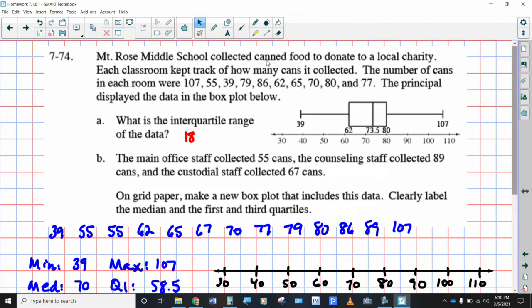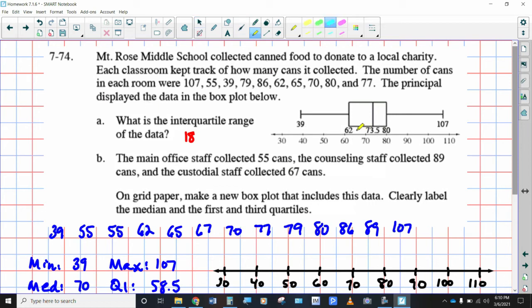Mount Rose Middle School collected canned food to donate to a local charity. Each classroom kept track of how many cans they collected. The number of cans in each room are as follows. We got 1, 2, 3, 4, 5, 6, 7, 8, 9, 10 classrooms. Okay, the principal displayed this data here. So, what is the interquartile range?